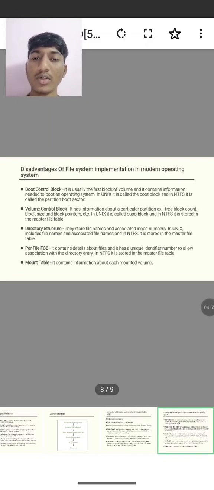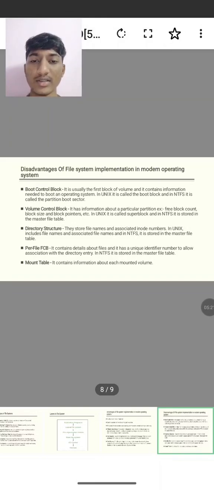First of all, boot control block. It is usually the first block of a volume and it contains information needed to boot an operating system. In Unix, it is called a boot block, and in NTFS, it is called a partition boot sector. Next is volume control block. It has information about a particular partition, for example free block count, block size, and block pointers.